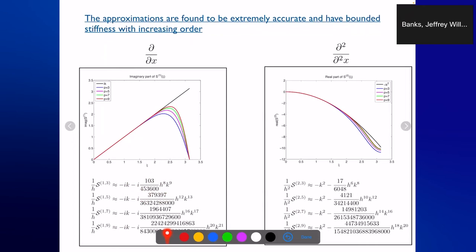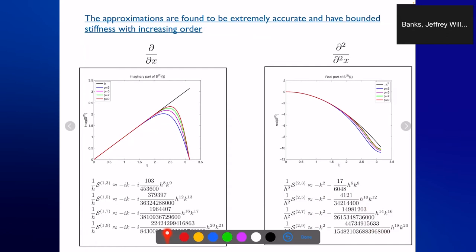And so for the cubic basis, I have h to the eighth. For the fifth order polynomials, I've got h to the 12th. Seventh order is h to the 16th. Ninth order is h to the 20th. So this is telling me that there's a 2p type of superconvergence sitting here on a periodic domain. Same thing on the second derivative sitting here at the right. Again, I have minus k squared across the board, and then I've got h to the 6th, h to the 10, h to the 14, h to the 18. So this is, again, a 2p type of superconvergence that's going on here.